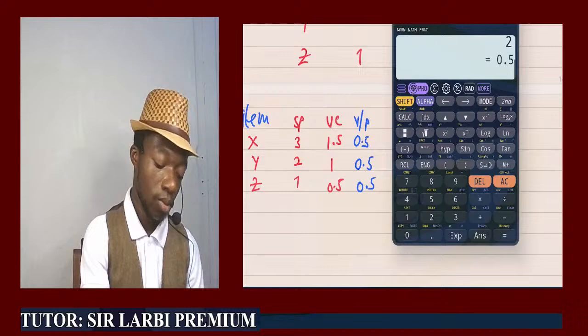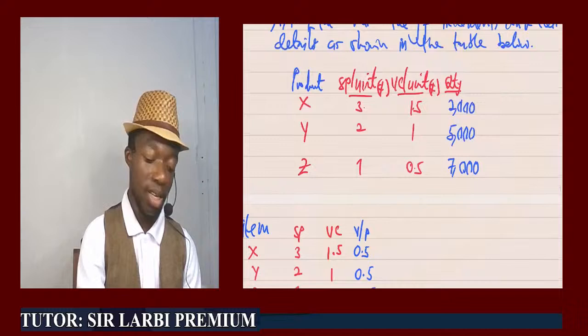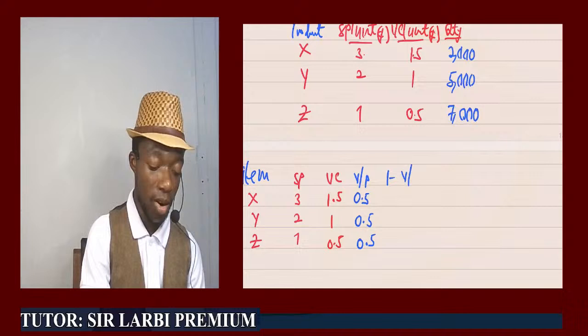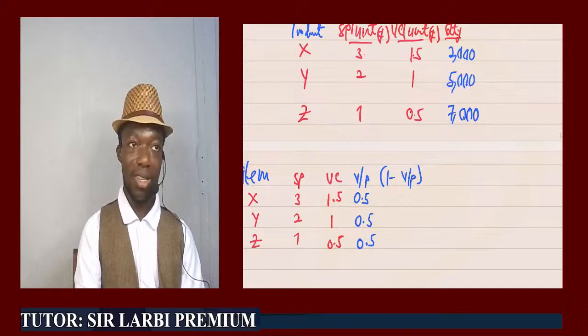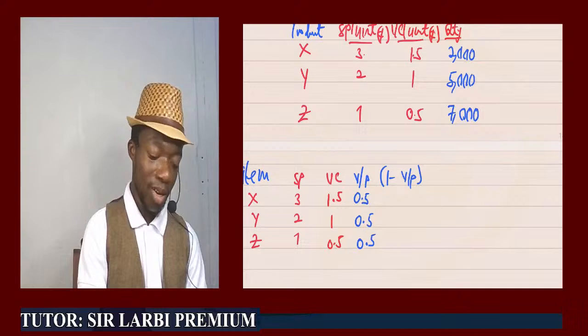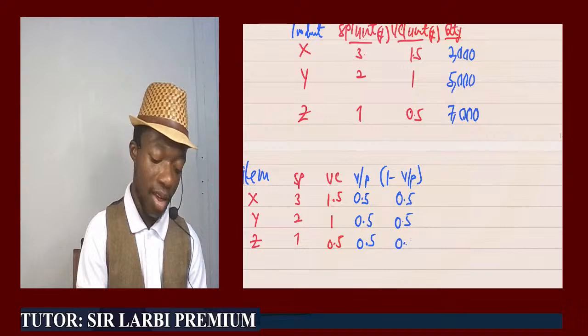The same formula also tells us that we need a column for 1 minus Vi over Pi, which we have computed here. So we have 1 minus V over P as another column. Whatever we get as V over P, we subtract from 1 and we are good to go. I can straight away subtract: 0.5 from 1 gives 0.5. It's not supposed to be like this, but I just picked the figures randomly. So here too, we get 0.5.